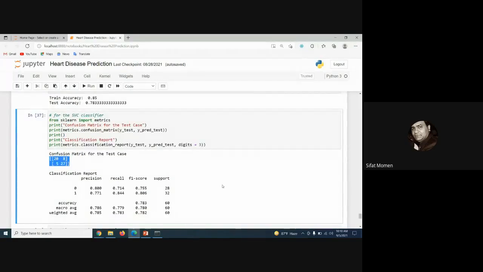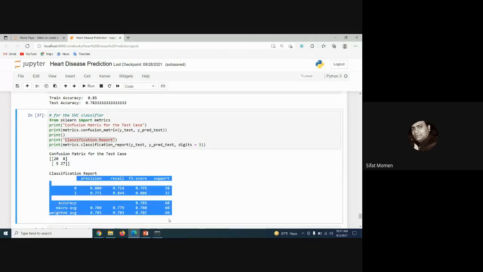And then if you want to find out precision, recall, and F1 score and stuff like that, all you have to do is, well, I printed the classification report so you can see that. There is something called metrics.classification_report. You give it these two things, y_test and y_predicted, and I also specified digits equals 3, to allow up to 3 decimal places. That's all.